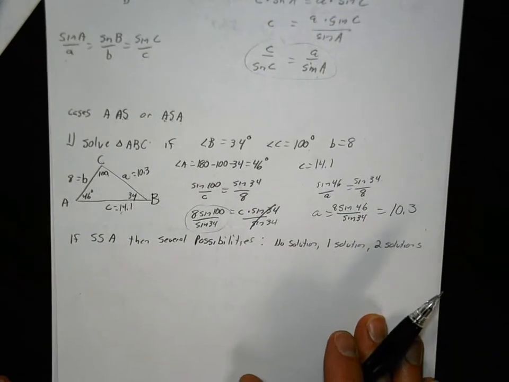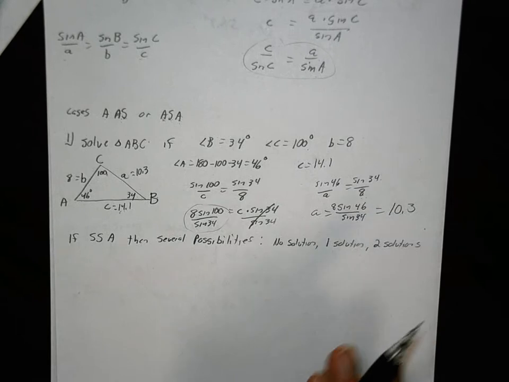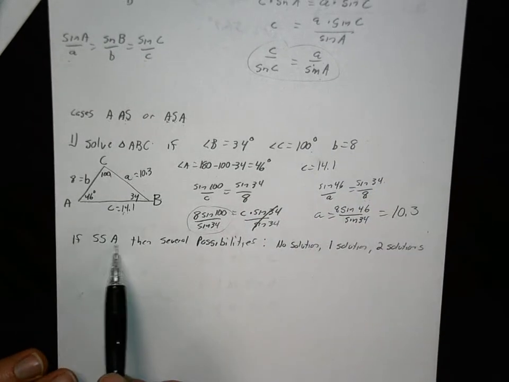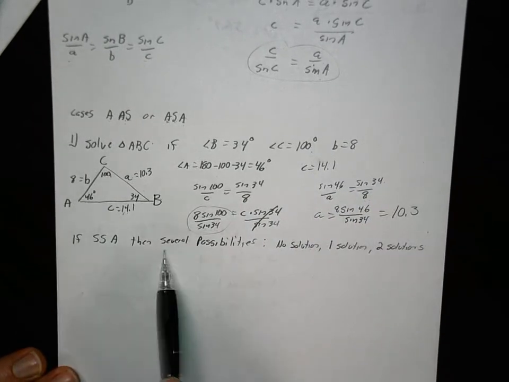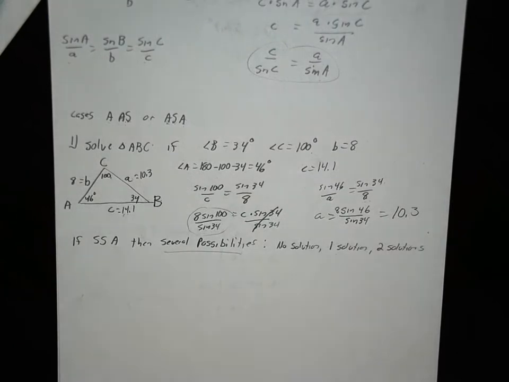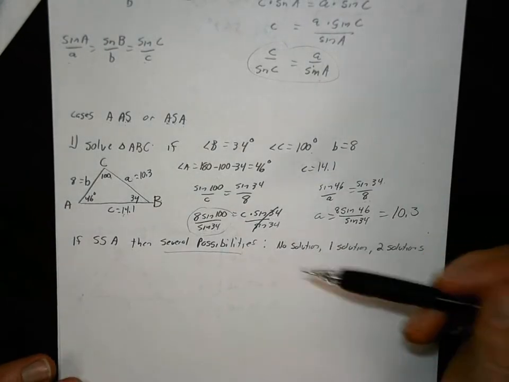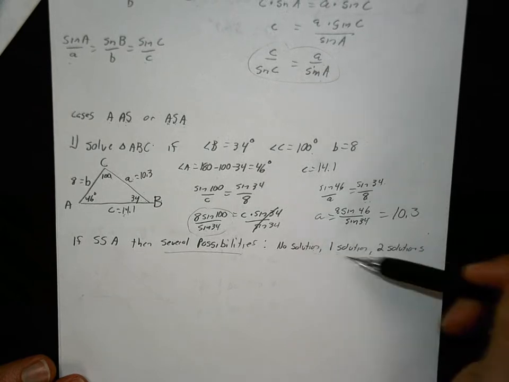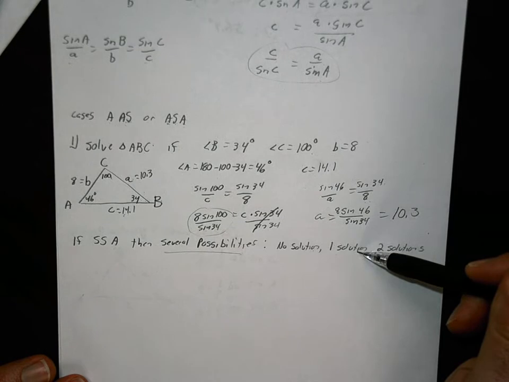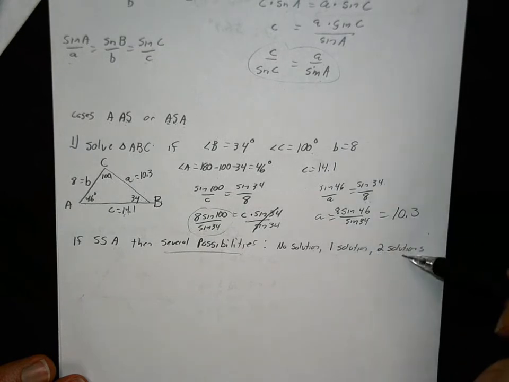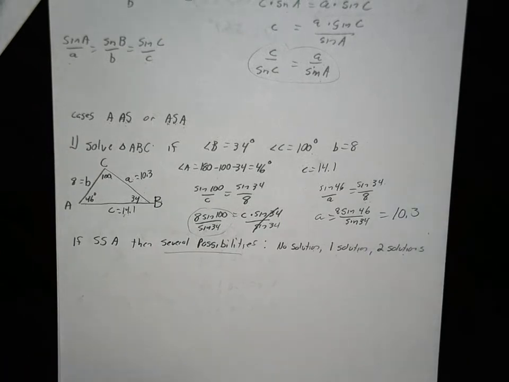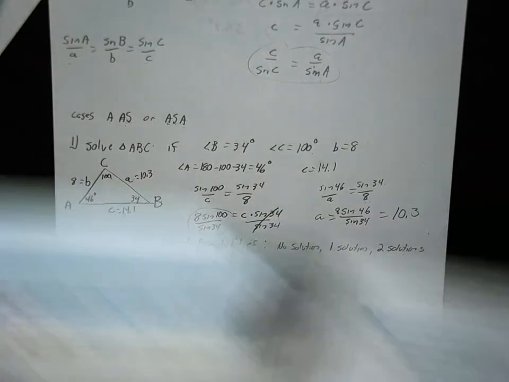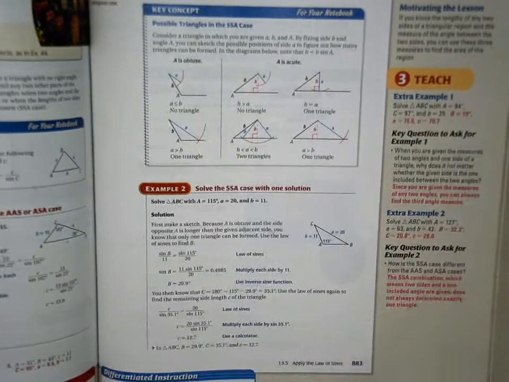Okay, now when we have side-side-angle, two sides and an angle that's not in between, then we've got some issues. We've got several possibilities. We could have, with the given information, a triangle that's not possible. We could have one triangle that works for the data that's given, or we could actually have two possible triangles. Okay, so in your book on page 883 kind of shows the different possibilities here.